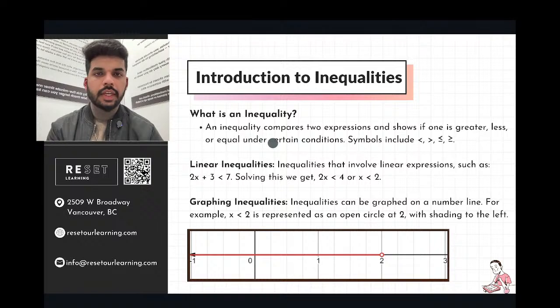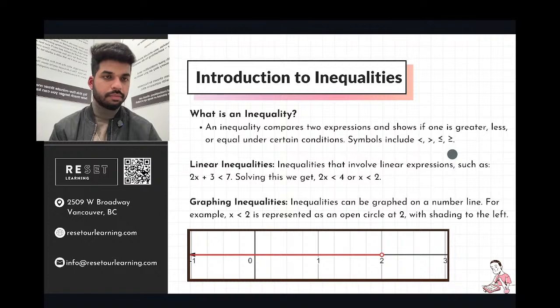Basically, it's slightly the same as equations, but as the name suggests, it's exactly opposite as well. An inequality compares two expressions and shows if one is greater or less or equal under certain conditions. So this is what you're going to be seeing. Again, you might have already seen these symbols before. Less than, greater than, this is less than or equal to, and this is greater than or equal to.